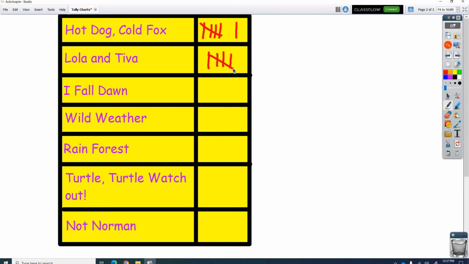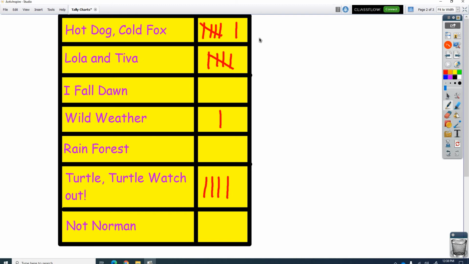I Fall Down got no votes, so I'm not going to put any tallies. Wild Weather got 1 vote. Rainforests got no votes, so I won't put any tallies. Turtle Watch Out got this many votes. And then Not Norman also got no votes. So these were the votes that were shown, and this is the data I'm showing you to see how many votes there were. I bet you can look really quick and tell which one had the most votes.